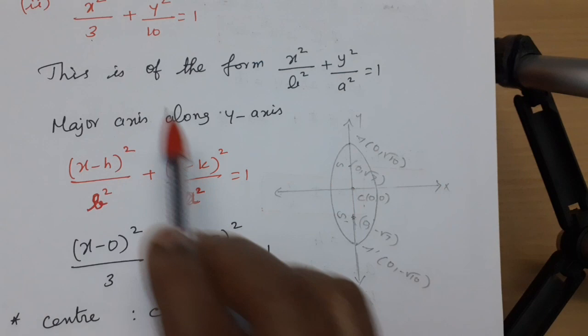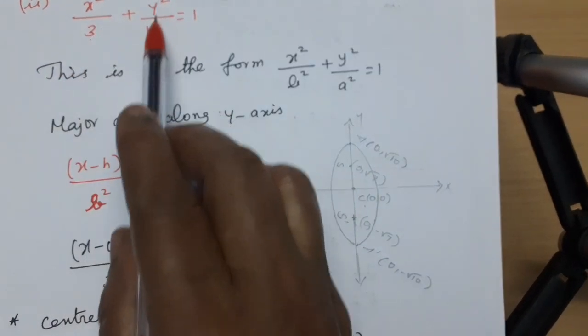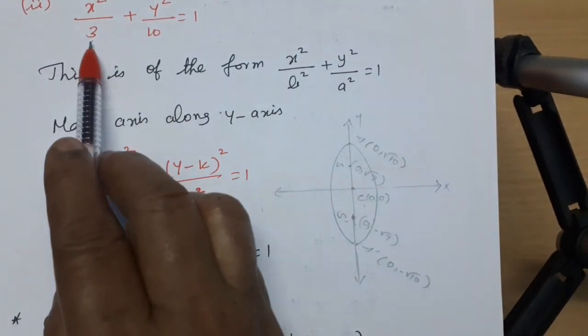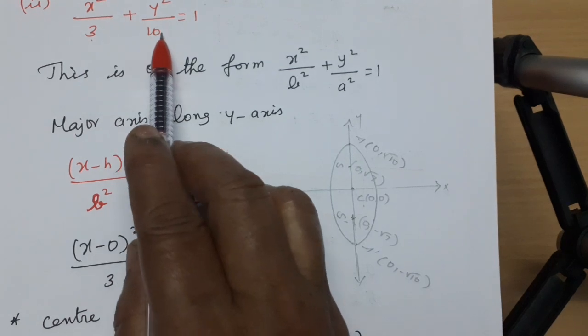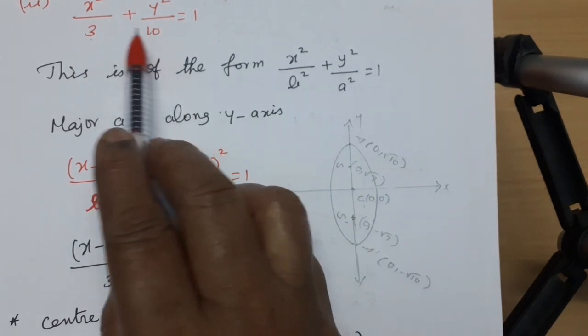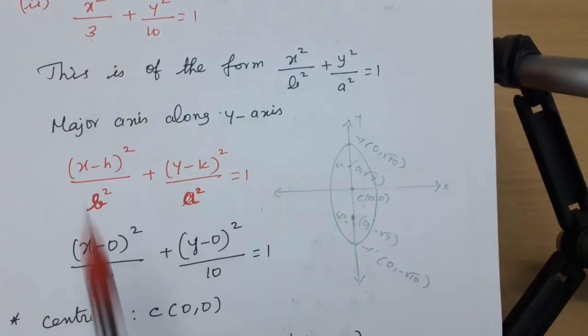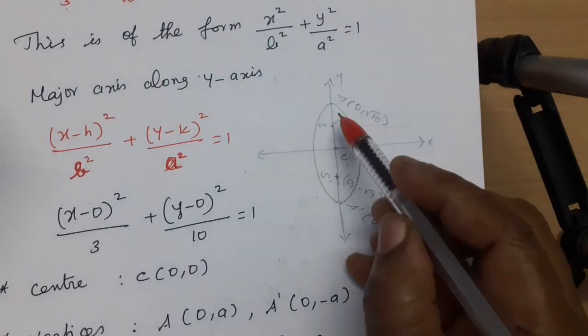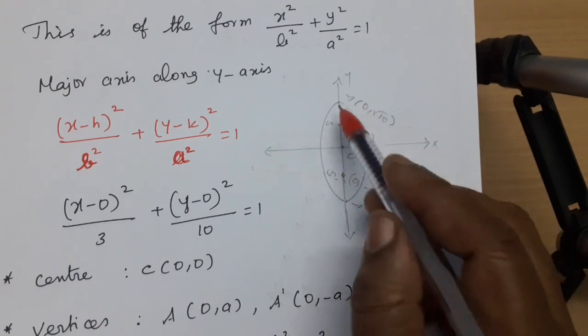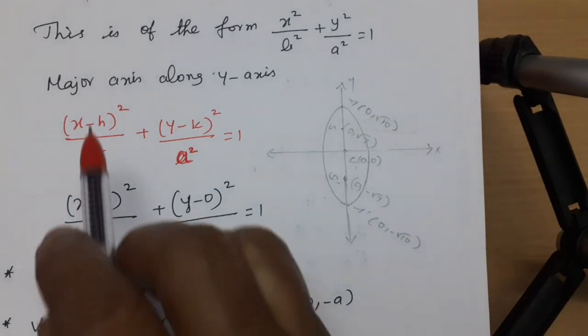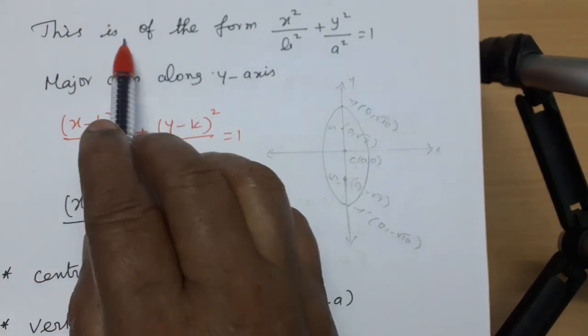But here, see, x square by 3, y square by 10. The denominator of the x square is 3, which is lesser than the y square value. So the first value, the denominator of x, is the smallest value, which means for the equation of the ellipse the major axis is the y axis. Easily understood. So how will you rewrite the equation of the ellipse?